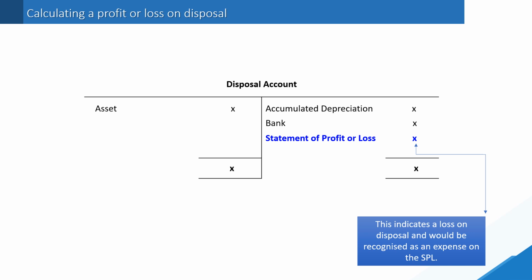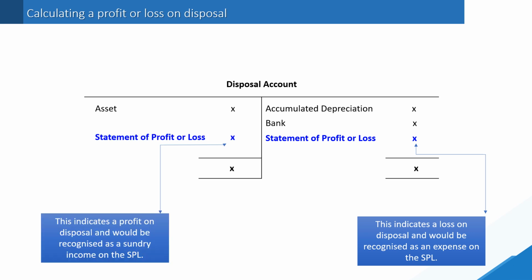However, if the balancing figure in the disposal account is a debit entry, then that will indicate that during the period we've made a profit on this disposal, and that profit will also be recognised on the statement of profit or loss, but this time it will be recognised as a sundry income, recognised just below gross profit, so in amongst your commission received, your rent received, a sundry income on the statement of profit or loss.